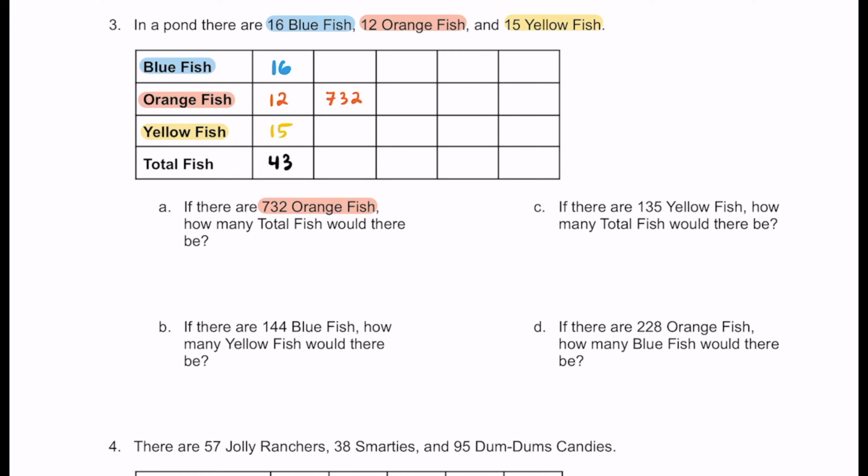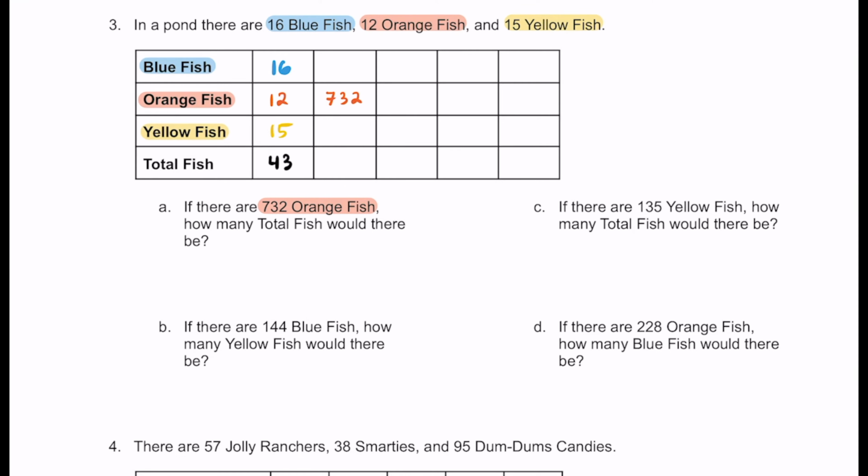All right, so for part A, it says if there's 732 of these orange fish, I'm going to put 732 right over here where the orange is. The question is how many total fish would there be? So for total, that's going to be this box over here. So we're going to figure out basically how does 12 become 732, and then 43 multiplying by that same number would get you that number of total fish.